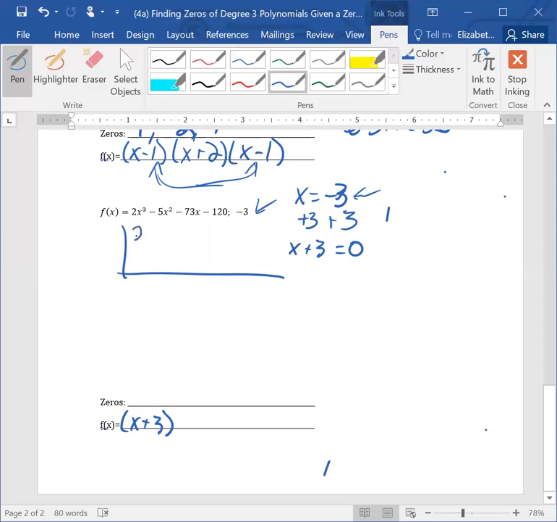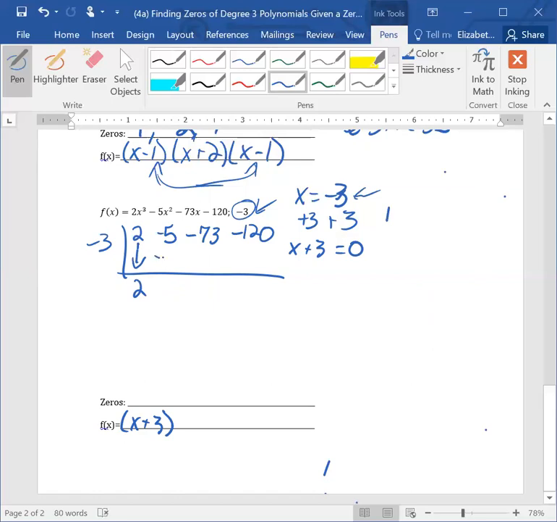So in front of my x cubed, I have a 2. In front of my x squared, I have a negative 5. In front of my x, I have negative 73. Oh, this is going to be a fun one. Look at those big numbers. And then I have negative 120. All right, our 0, our divisor over here, we already said was negative 3. Let's start. So bring down our 2.